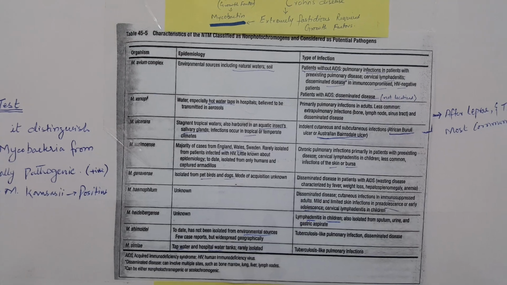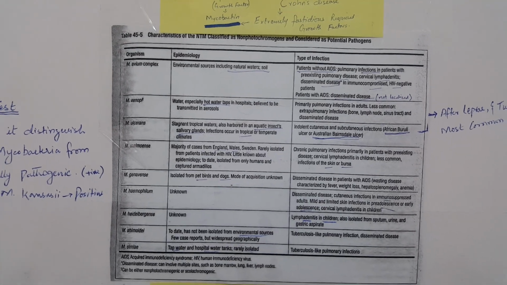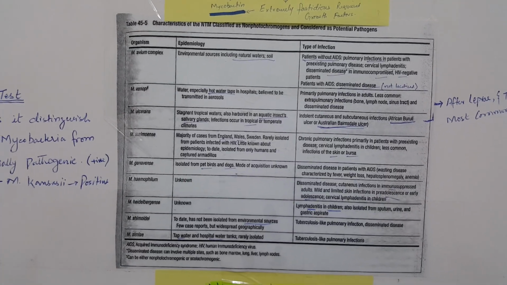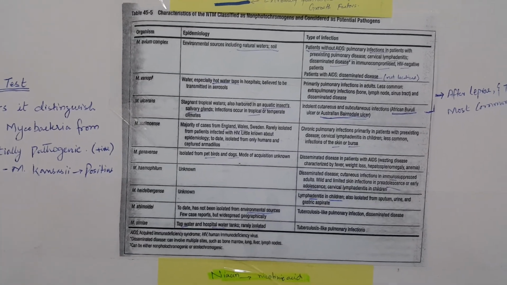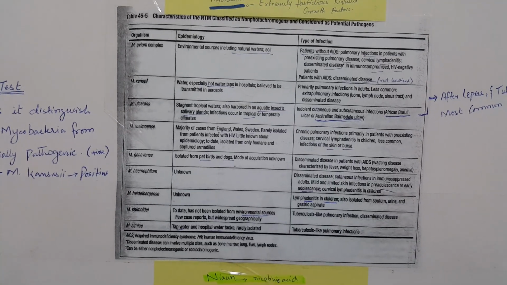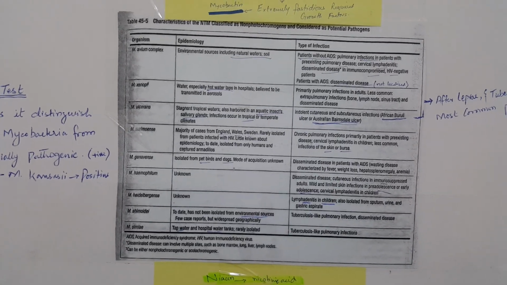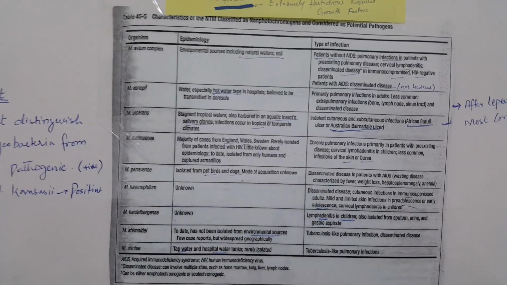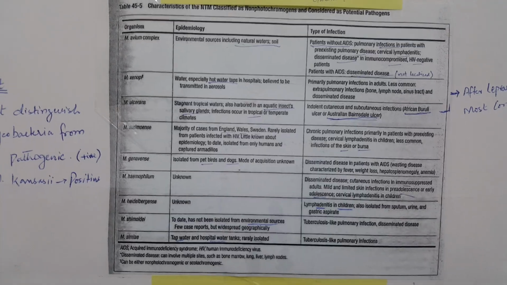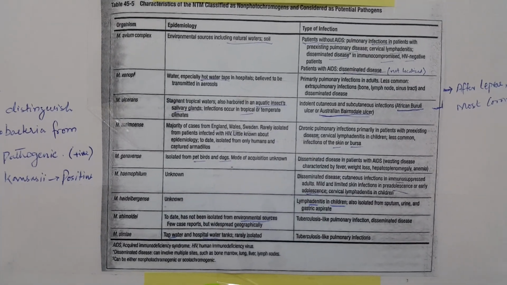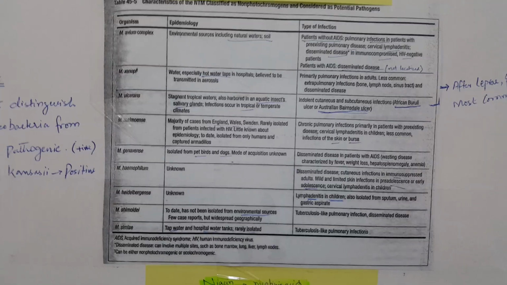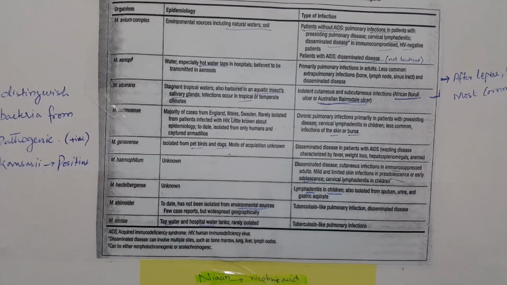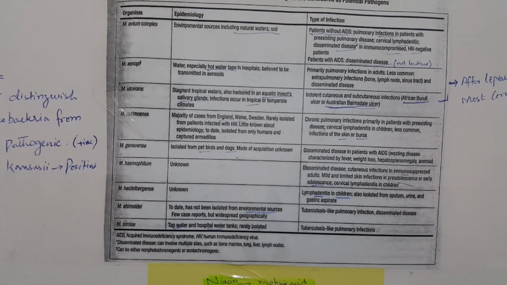Characteristic of non-tuberculosis mycobacteria classified as non-photochromogens and considered as potentially pathogenic organisms. In this chart, only the pathogenic organisms that are also non-chromogens are described. The first one is Mycobacterium avium complex, which is mostly found in natural water and soil. The infection is in HIV patients, a pulmonary infection, and the disease is disseminated.